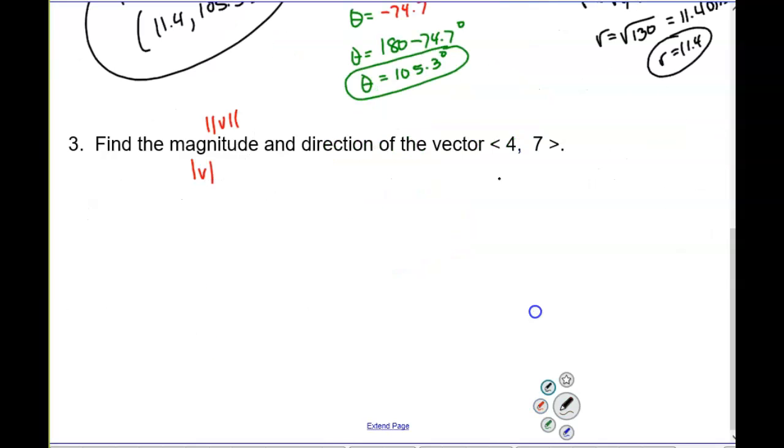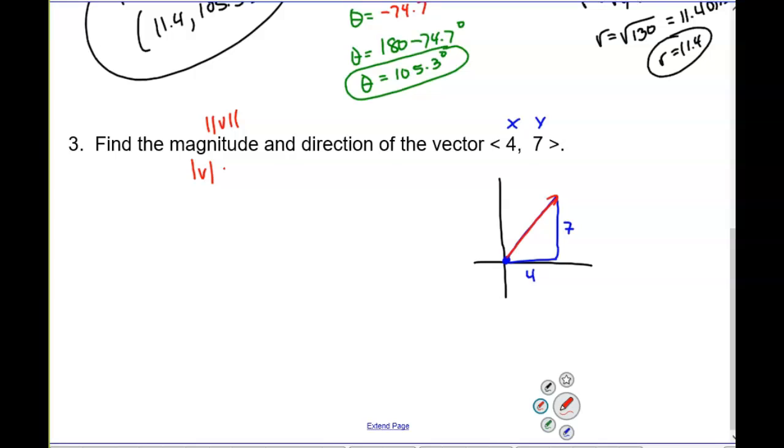If you want to think graphically, let's think about what this means. If this vector was positioned at the origin, I would go over 4, up 7. So over 4, up 7. That's a very poor sketch, but it doesn't have to be super detailed. There's the vector.